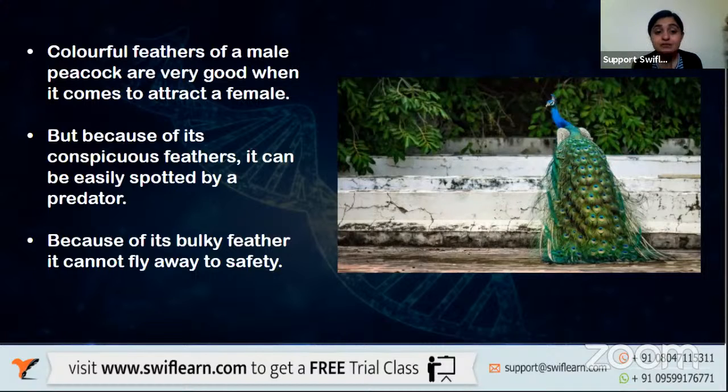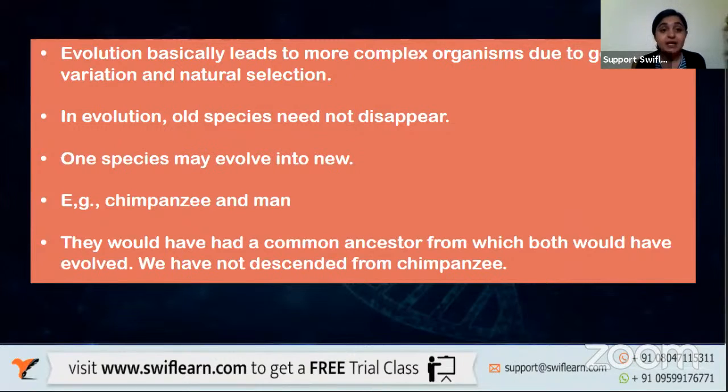Because of its bulky feathers, it cannot fly away to safety. We discussed it: because they have feathers, but still they cannot have a good flight with the help of them. Evolution basically leads to more complex organisms due to genetic variation and natural selection. In evolution, old species need not disappear. One species may evolve into new.